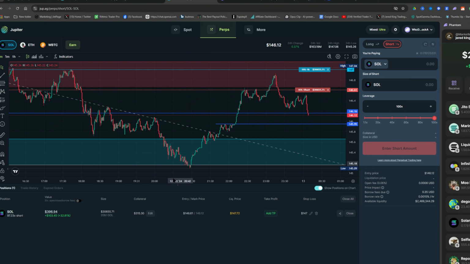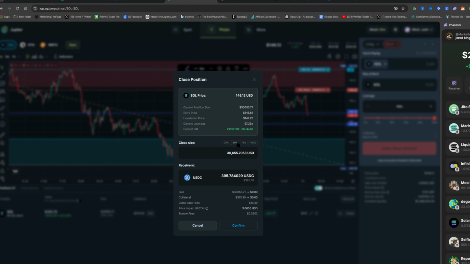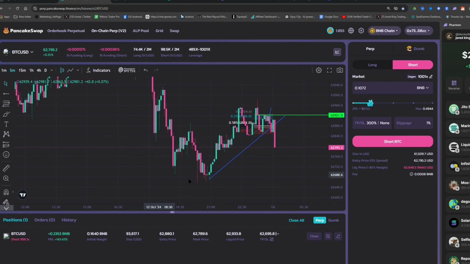So now that it's at the halfway mark, which is right here, that blue line, I'm going to go ahead and take off half here. As we talked about, scale out, lock it in, guarantee a winning trade.